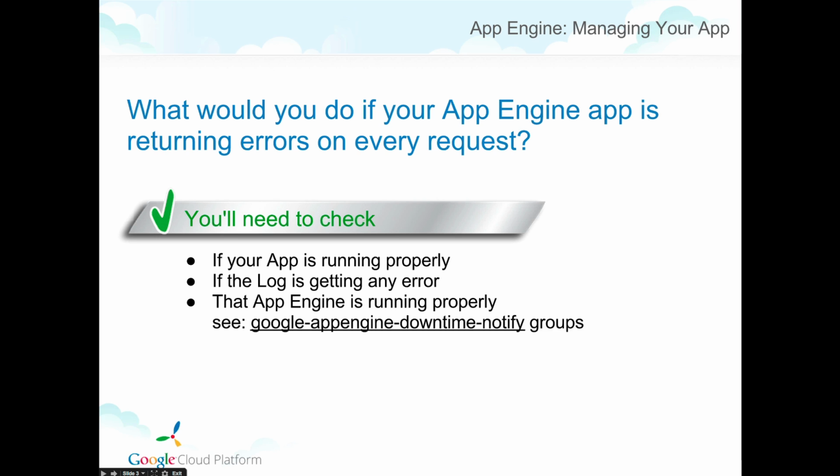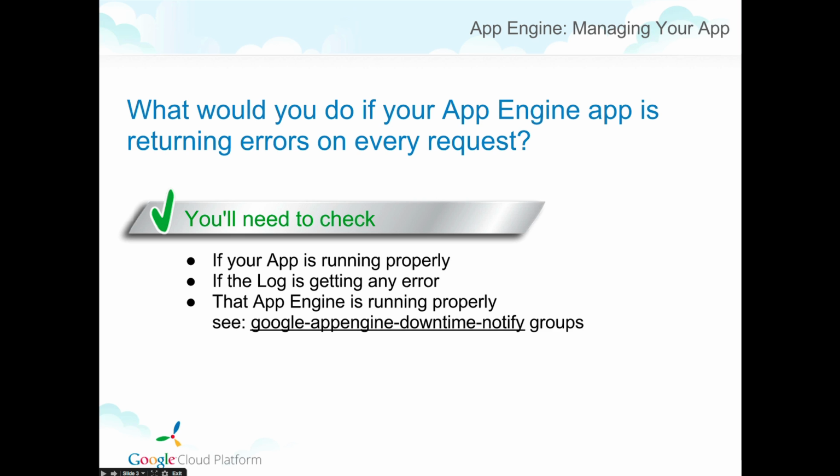So now, I'd like to talk a little bit about where you look when problems do arise. If your application is returning errors in every request, the first thing you want to do is check a few things. The first is, is your application actually running? Did you have a different version deployed? Is the default version the right version that you have? But then you would very quickly look to see if you have any errors in your log.